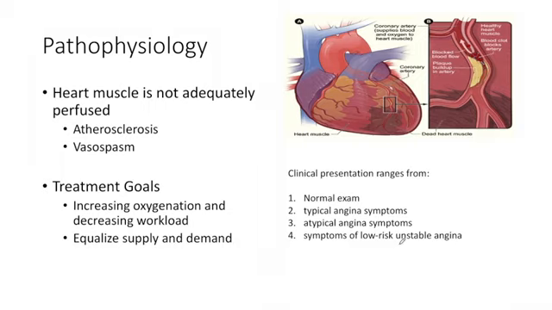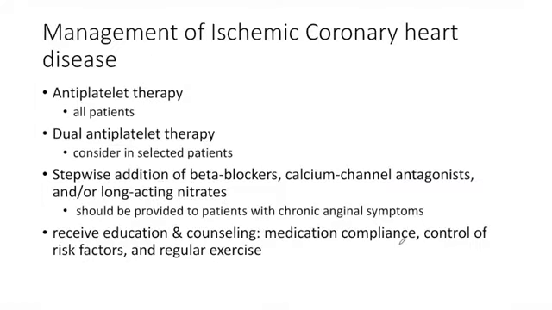You can have multiple variations of your clinical presentation, normal to typical and atypical, versus that low risk unstable angina. So management of ischemic coronary heart disease is basically all of these. All right. Antiplatelet therapy, we're talking about aspirin here. UpToDate was 75 to 325 milligrams, and that's pretty much what you see across the board, depending on what other comorbidities are present.